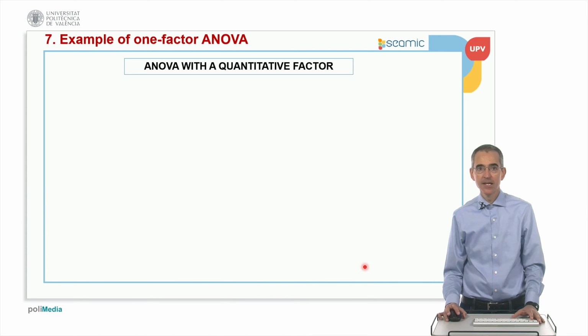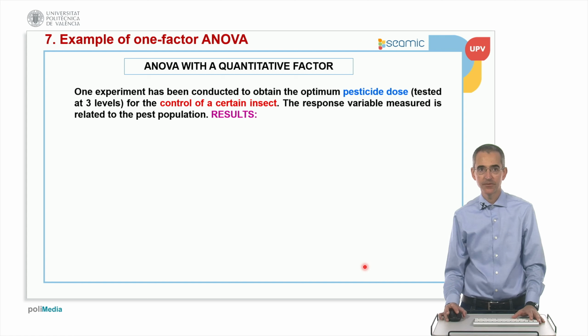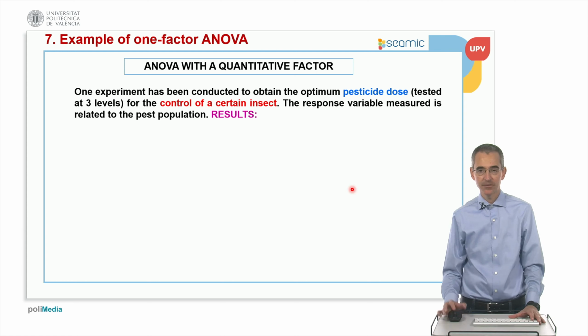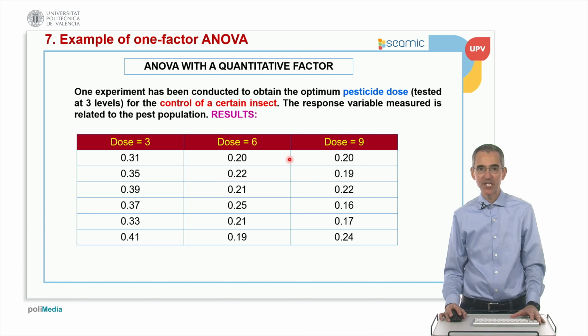Then, what happens in case of ANOVA with a quantitative factor? For example, imagine that we carry out an experiment to determine the optimum pesticide dose. Imagine that we have a pest, an insect that we want to kill, and then we test pesticide dose at 3 levels, 3 amounts of the dose. We want to control some kind of insect. What we measure is related to the pest population after the treatment.